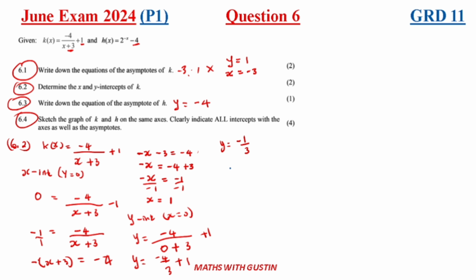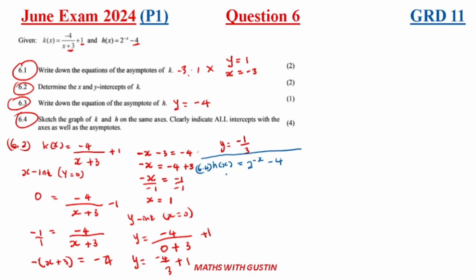Okay, here we go. I'm gonna put a line here, guys. So f of x is equals to, this is 6.4 before we can start drawing, because they said we must show all the intercepts. Okay, so we're gonna have 2 to the power of minus x, minus 4.